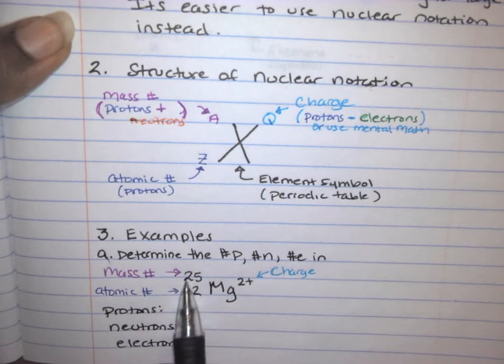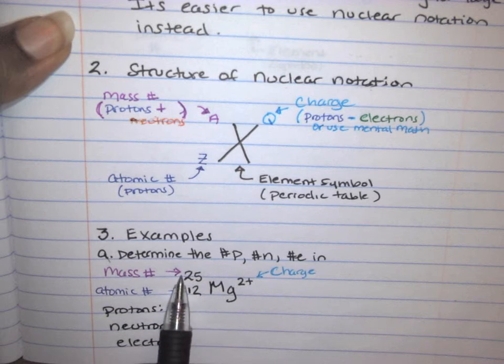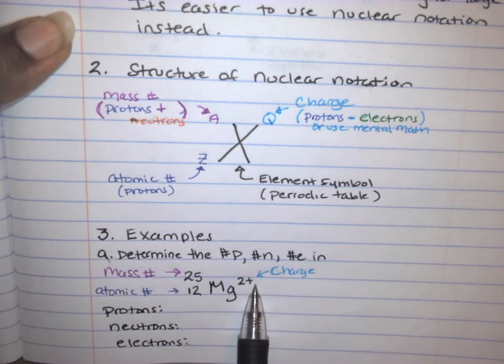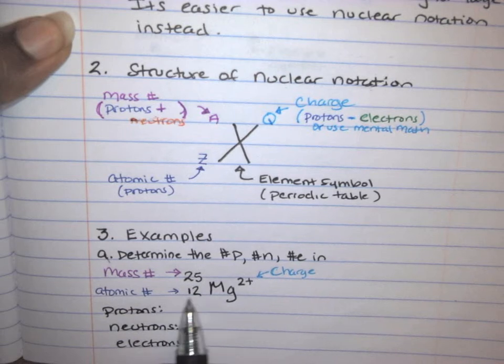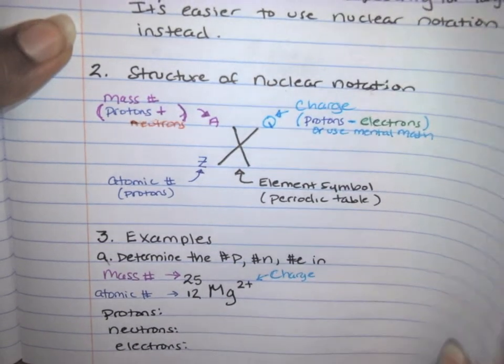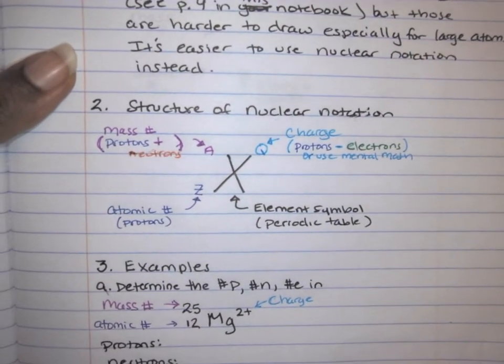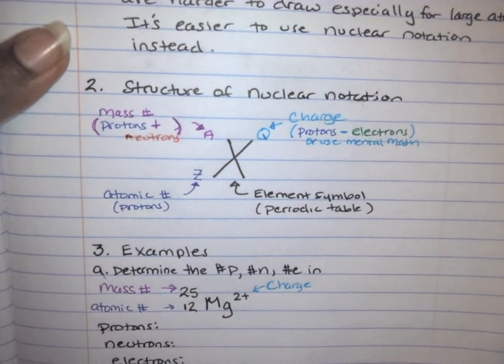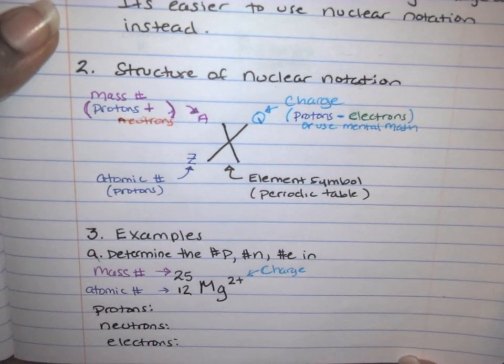So he gives you this symbol. Notice how the mass number is in the upper left, atomic number is in the lower left, the charge is in the upper right, and the symbol's in the middle. You're going to use this information to determine protons, neutrons, and electrons in this atom. All right, I'm going to show you the last 2 examples, but if you need more time to copy this information, go ahead and pause the video now.